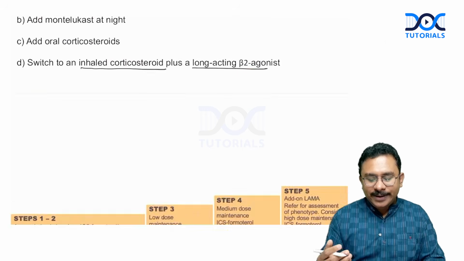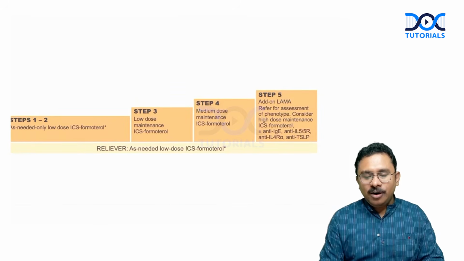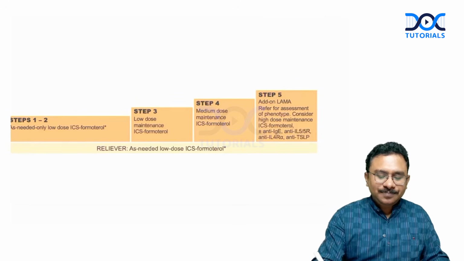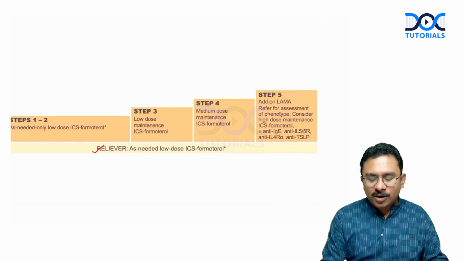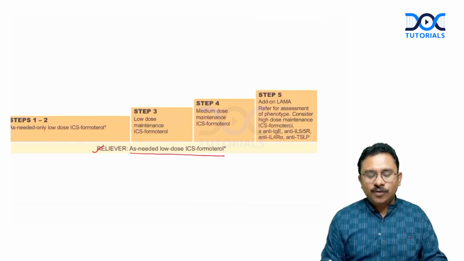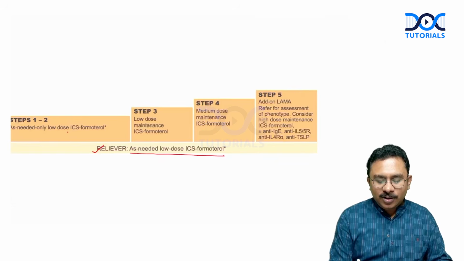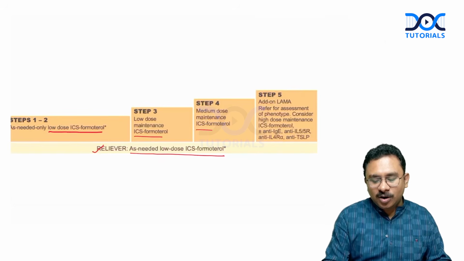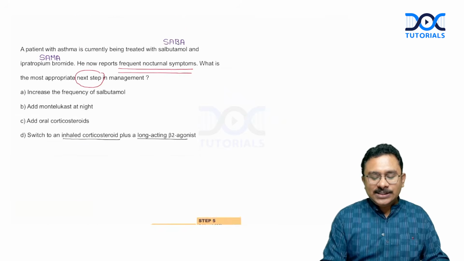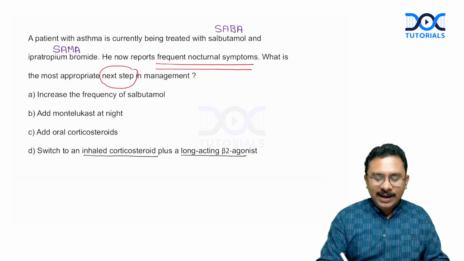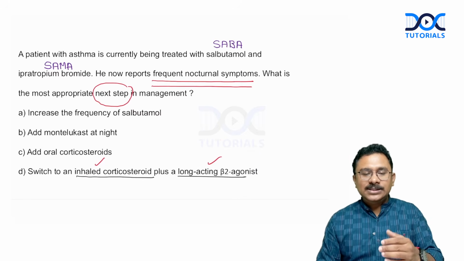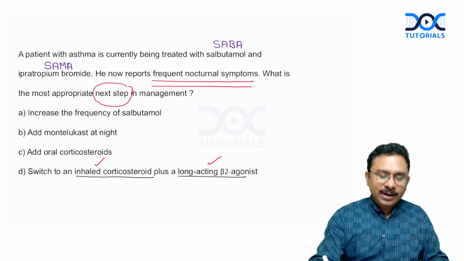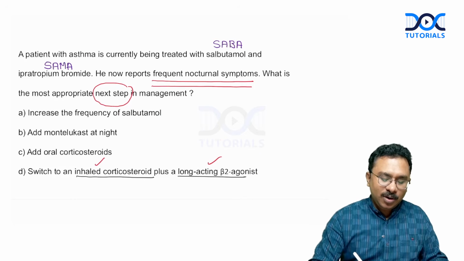If you remember, the track-based management of bronchial asthma. Okay, so you can see that as a reliever, you've got as-needed low dose ICS-formoterol, and even for the maintenance therapy, you're preferring the combination of ICS-formoterol. ICS-formoterol is nothing but an inhaled corticosteroid and a long-acting beta-2 agonist, which is the preferred step in the management of bronchial asthma.